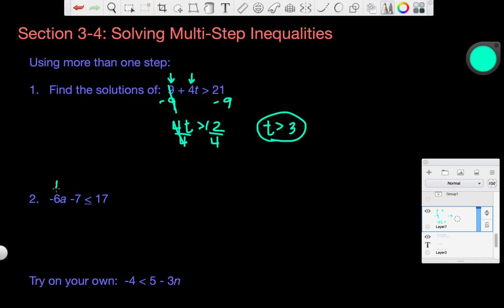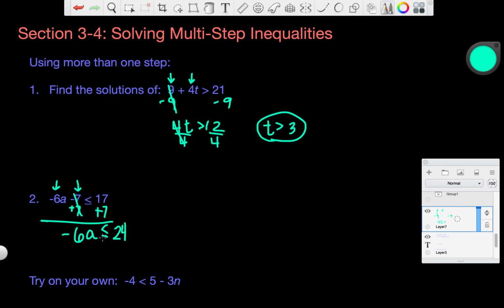So next up, I have negative 6a minus 7 is less than or equal to 17. So at some point, I need to move this negative 6, and at some point, I need to move this 7. Now, the 7 is further away from my a, so that's what I'm moving first. I see subtraction, so we need to add to the left and then to the right. So I'm left with negative 6a is less than or equal to 24.